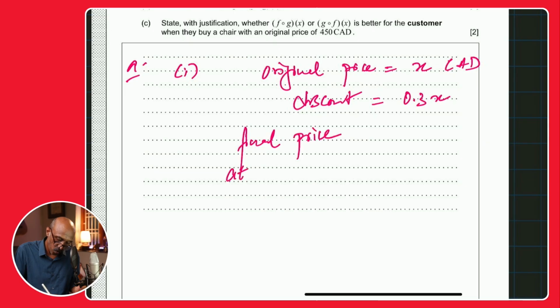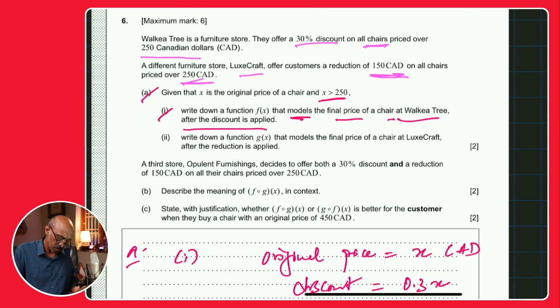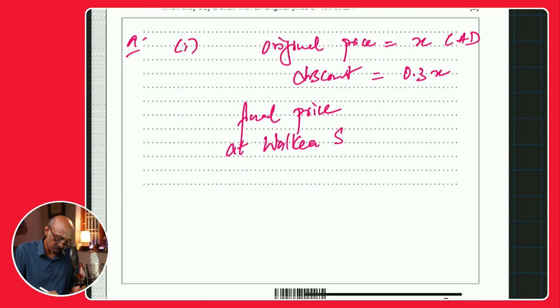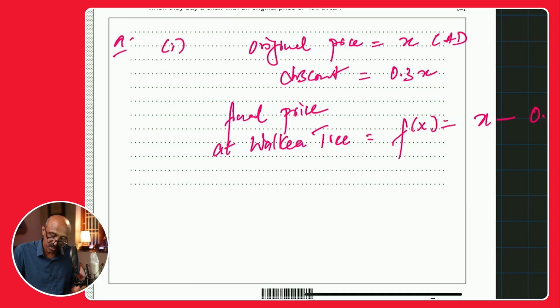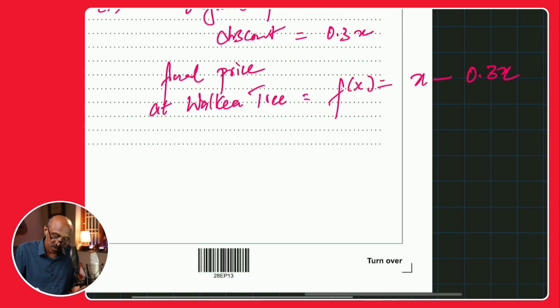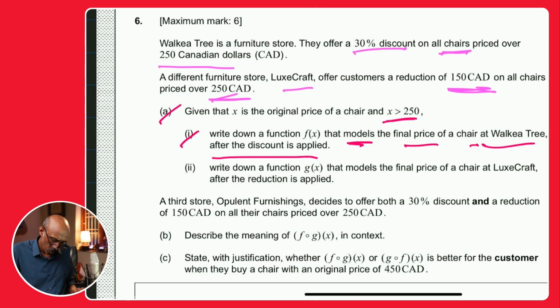at Walkier Tree store, I think I got that correctly spelled, is f of X equals X minus 0.3X. Because the discount means 30% off, which then works out to 0.7X. Right then.